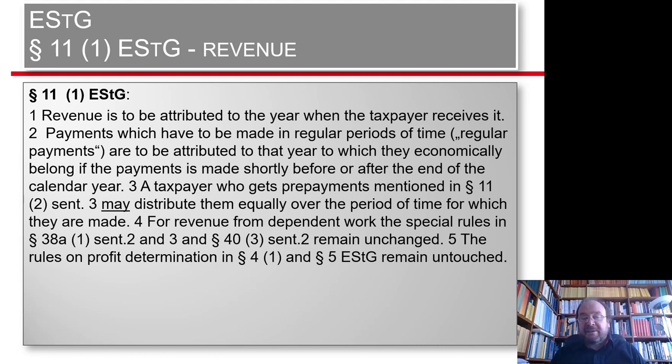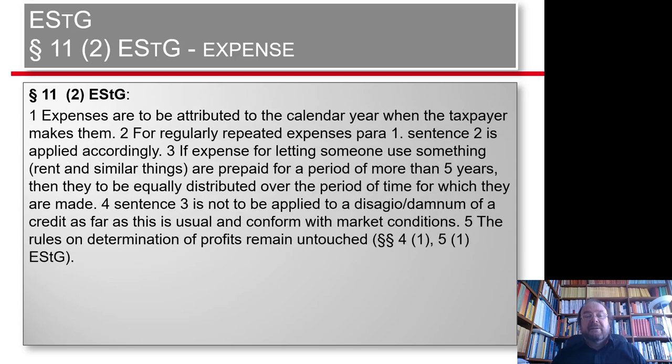Sentence number 3, a taxpayer who gets prepayments mentioned in paragraph 11.2, sentence 3, see below in a few seconds, may distribute them equally over the period of time for which they are made. We're going to discuss that later. And for revenue from dependent work, so from employment, the special rules in 30A ESTG and 43 remain untouched, so they apply instead of paragraph 11. And the rules on the determination of profit, so the bookkeeping rules, also prevail over paragraph 11.